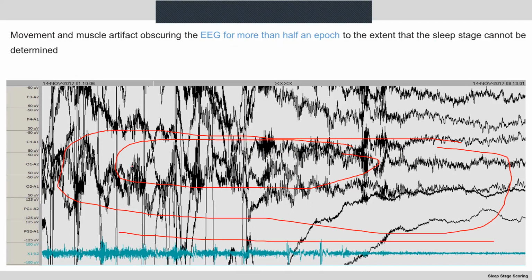Mark it vague or mark it as N1, N2, N3? That is the question. Okay, so movement and muscle artifact obscuring EEG for more than half an epoch, to the extent the sleep stage cannot be determined. So that is called major body movement. And how to score this kind of EEG activity, this kind of epoch? We have to see.